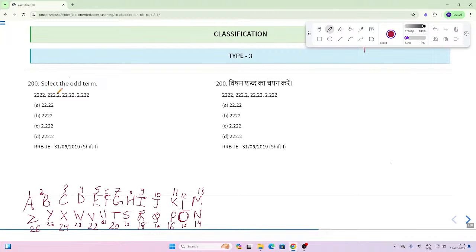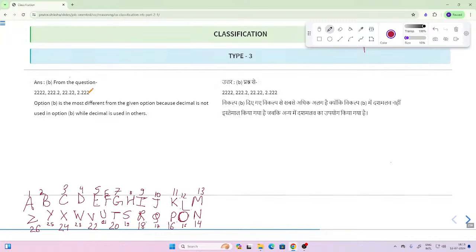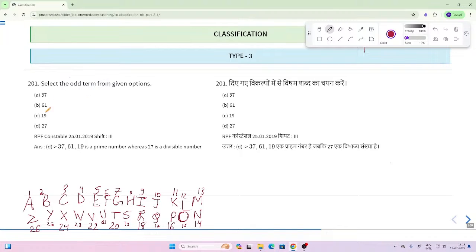2 to 2, 2 to 2.2, 2 to 2.22, 2.222. All of them are 4 twos. But first option, B, 222, 2222 is the only one which does not have a decimal place. 222.2, 22.22, 2.222 all have decimal points. B, hence no decimal point is the answer.